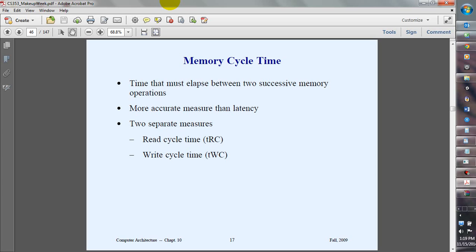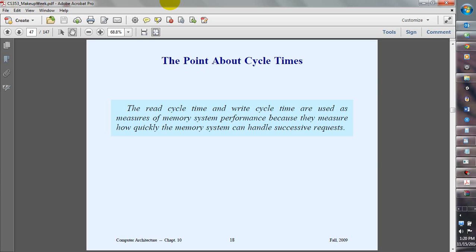This is what we call memory cycle time. These are the time elapsed between successive memory operations. This is more accurate than latency, and there are two separate measures. One is for read and one is for write. So we call this read cycle time and write cycle time. This will tell us how quickly the memory system can handle successive requests.